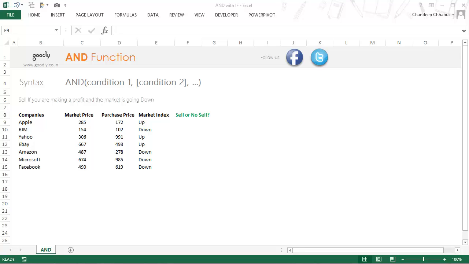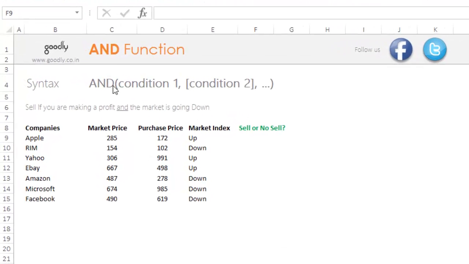Now I can best explain the AND function in Excel through an example. This was the same example that we discussed in the nested if function, and I'm going to take it further and tweak it a bit to explain how the AND function works. So just take a look here.